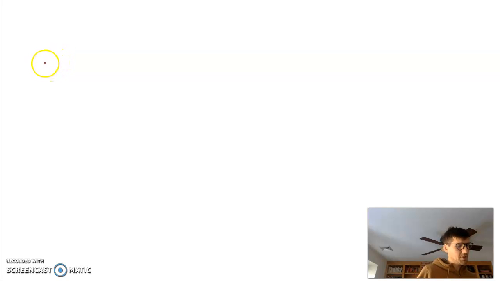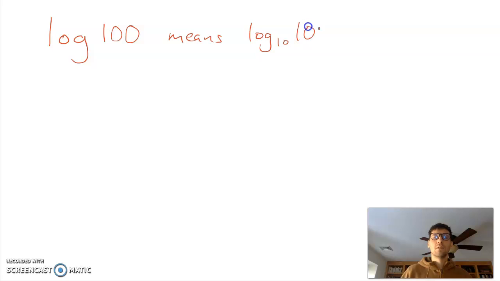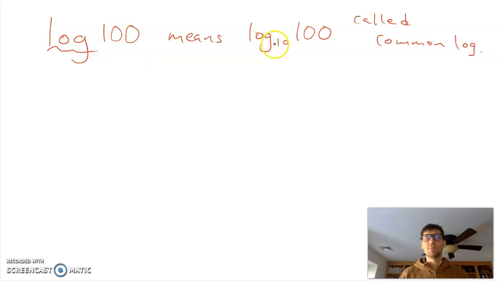Well, a few things I just wanted to highlight. So again, we've got log written this way without a base, so let's say the log of 100. What that really means is log base 10 of 100, and we call this a common log. So anytime you just see log without a base, it's base 10. What power of 10 gives you that number? So this would be 2, because 10 to the second.